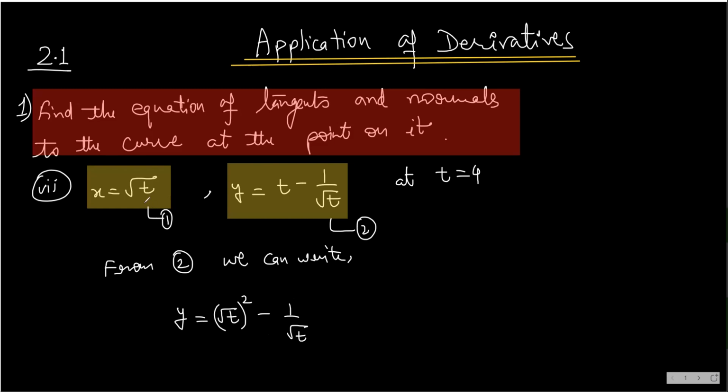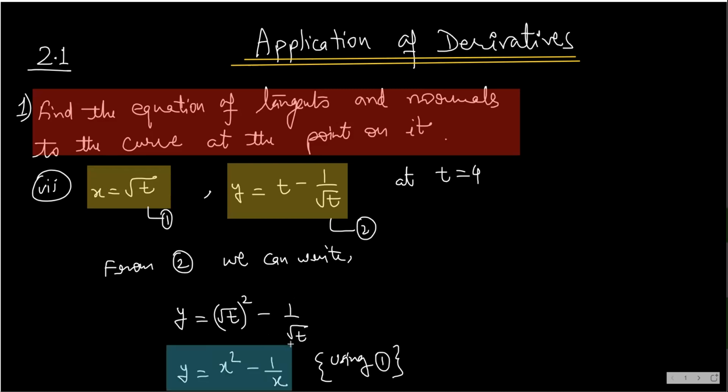Now I will use 1 here. So I get y equals, see, what is root t? Root t is x. So y equals x square minus 1 upon x. Using 1. Now what do you have? You managed to get the equation of the curve in what form? In explicit form. Y equals f of x.